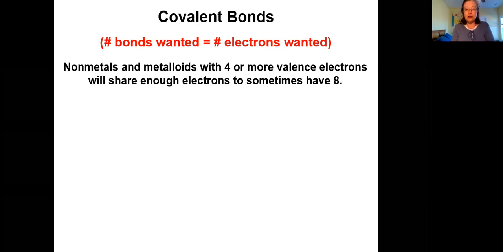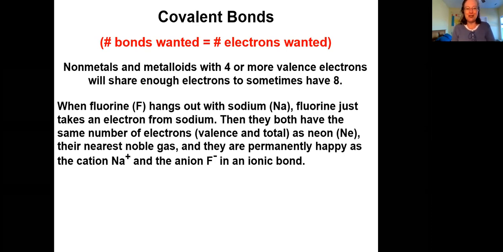Nonmetals and metalloids with 4 or more valence electrons, so starting with carbon, they will share enough electrons to sometimes have 8. It's shared custody, just like you can imagine kids with shared custody. This time the atoms are sharing custody of those electrons. When fluorine, a nonmetal, hangs out with sodium, a metal, fluorine just takes an electron from sodium.